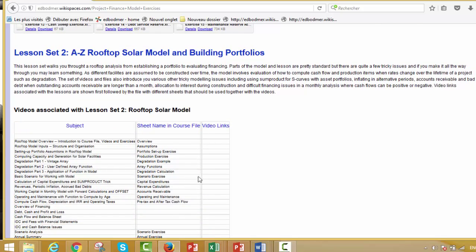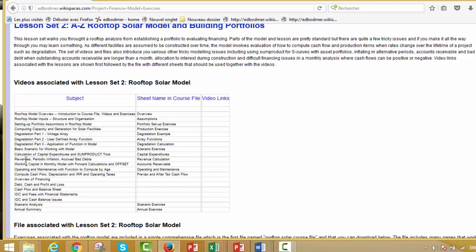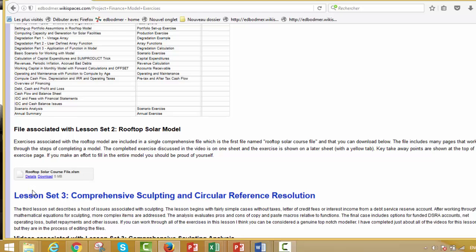On this one, I haven't put the links of the videos in yet, but we're going to go through an overview, then the inputs and assumptions, computing the capacity and the generation, the physical stuff, and then degradation. It's a difficult issue, because we've got a portfolio of projects. Then we'll go through some basic scenario analysis, CapEx, revenues, working capital, and then a whole bunch of financing. This will all be updated as I finish the videos. And all the videos are in this file called Rooftop Solar Course.